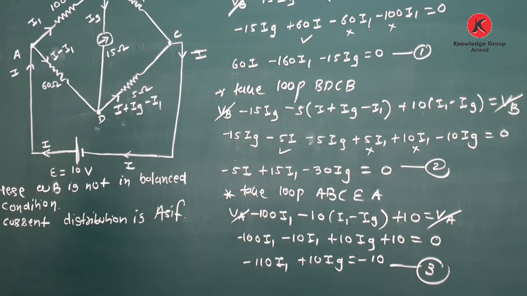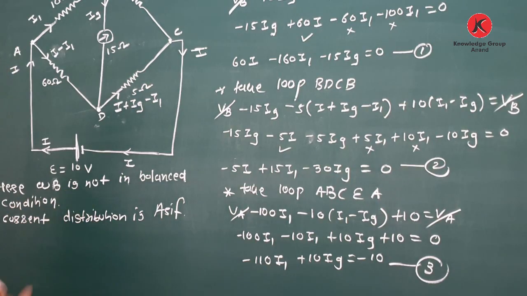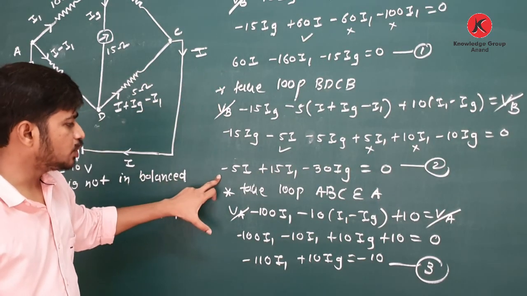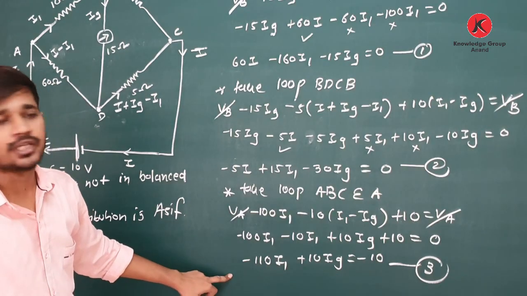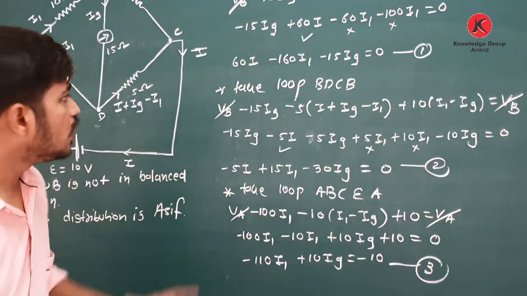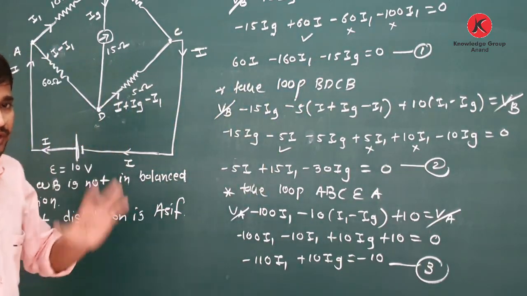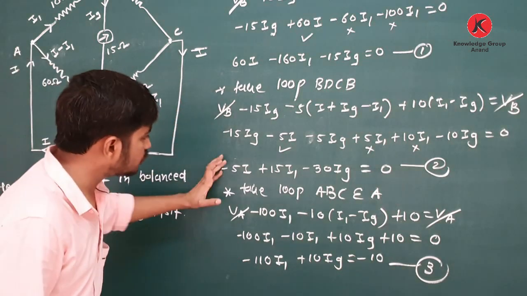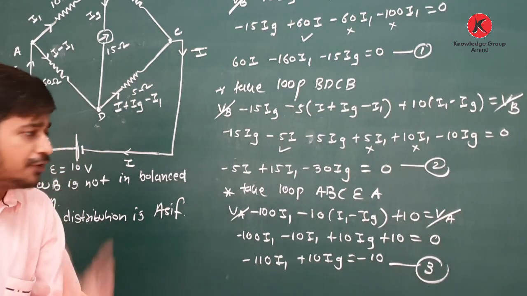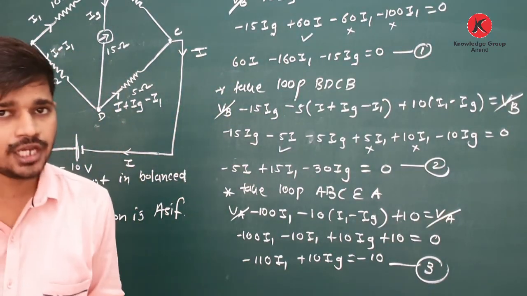Clear about this? Okay, so now you have three equations: equation number 1, equation number 2 and equation number 3. With the help of these three equations, you have to find the value of I1 and Ig. Physics is over. Now it is your homework. Do multiplications, divisions, addition, subtraction, and find the value of I1 and Ig.